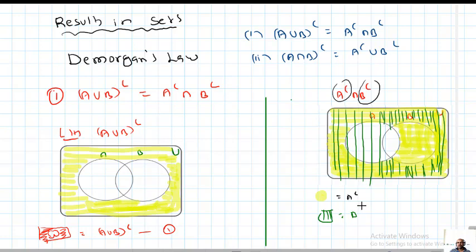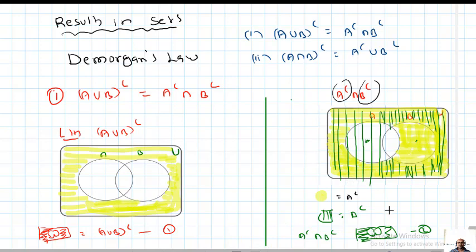What next? You want the intersection. Intersection means the intersection of the green color and the vertical lines. It is the same as what you got in the equation, the same area. That's why I will write A complement intersection B complement equal to this area, which is the same as part 1. This is taken as part 2.